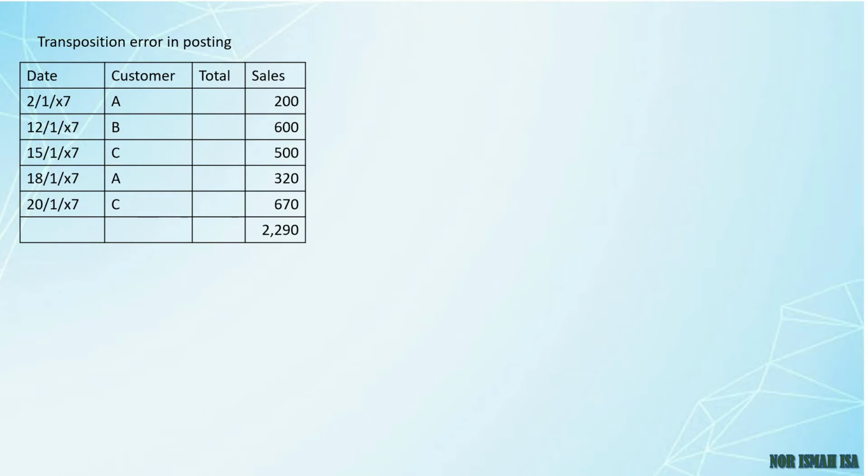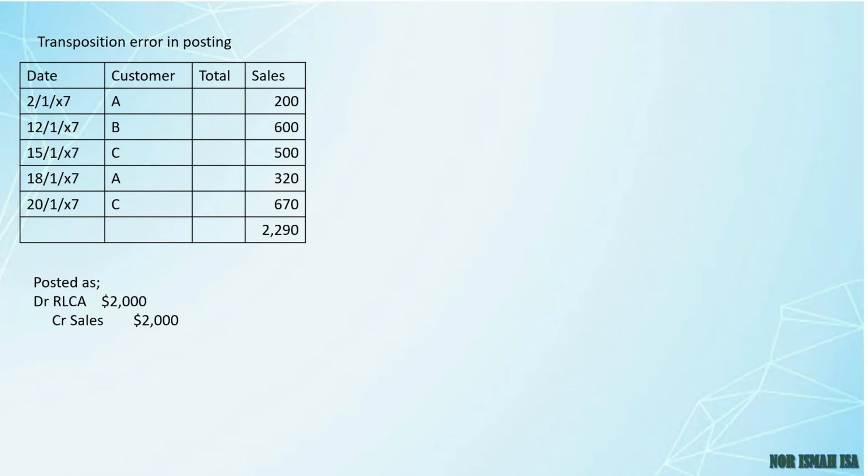The next error is a transposition error in posting. This error also happens in the receivable ledger control account. This is the situation where the sales day book has been recorded correctly and the calculation is also correct. But when posting, the amount transferred is wrongly 2,000, which is less than the actual amount. Whereas the sales day book has been recorded correctly, and the amounts recorded in the receivable ledger are also correct.